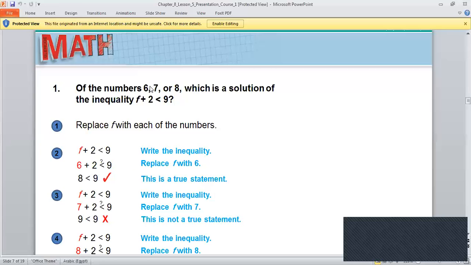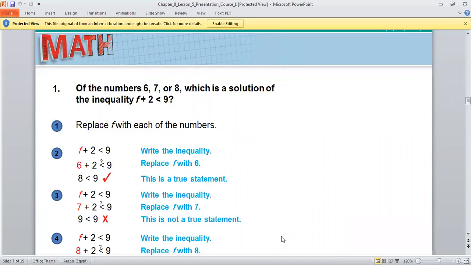Look with me, we will take the second number, 7. Can you see 7 here? I take 6 from here and I will take the other number. I don't take 5 or 4, because they are not among the choices. I will only use these numbers: 6, 7, or 8. I will write firstly the inequality. What is the inequality? f plus 2 is less than 9.